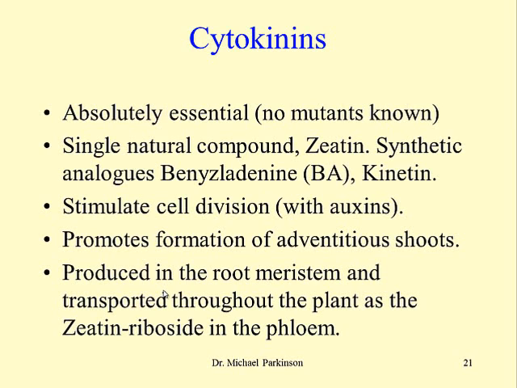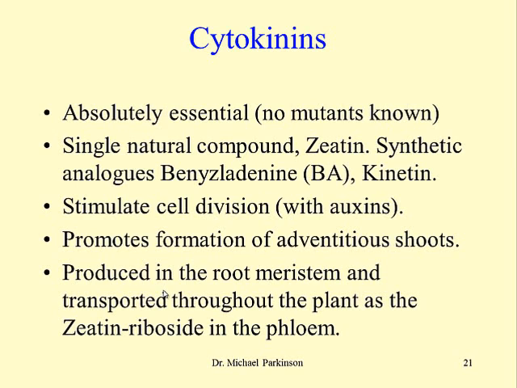Cytokinins, again, are absolutely essential. There are no mutants known. And there is a single natural compound, zeatin, which is transported throughout the plant in the phloem as the zeatin riboside. So if you're doing plant cell culture, you can use zeatin riboside, or you can use a number of synthetic analogues such as benzyladenine, BA, or kinetin. They are generally growth stimulatory, and they tend to stimulate cell division in conjunction with auxins.